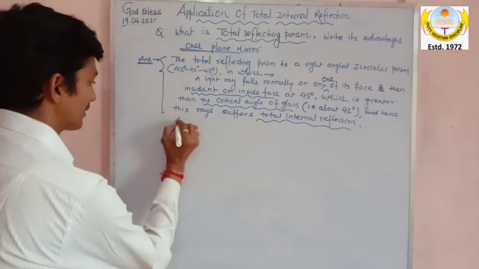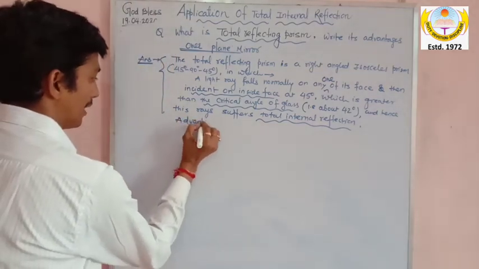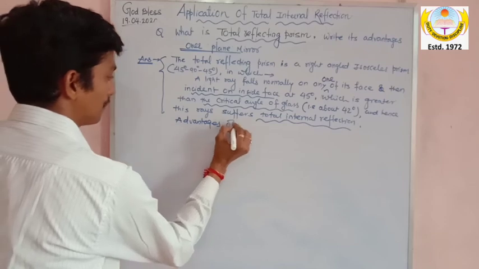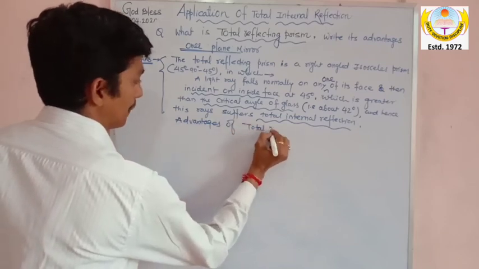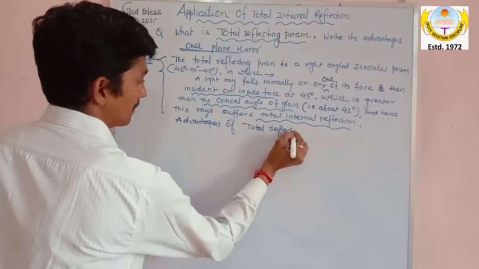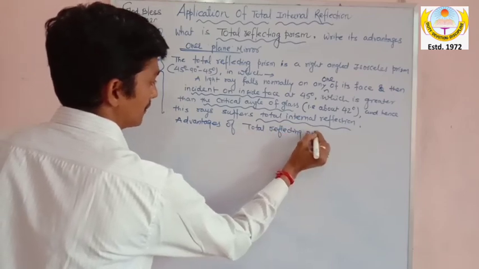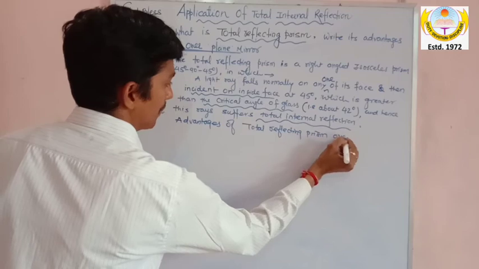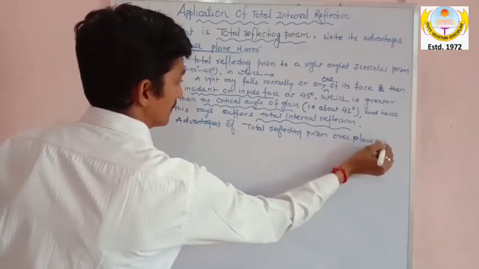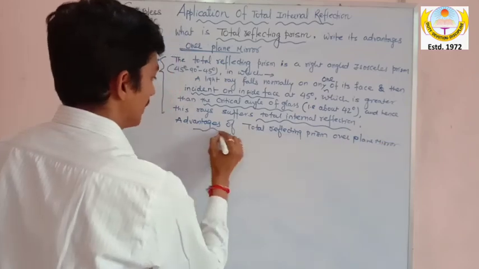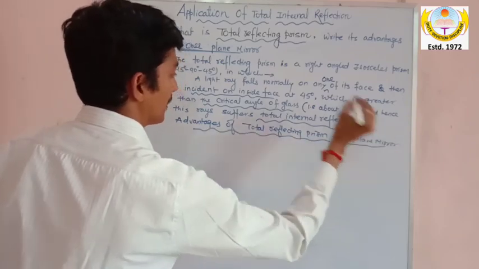Now advantages. Advantages of the total reflecting prism over a mirror, over a plane mirror. Advantages of the total reflecting prism over a plane mirror.